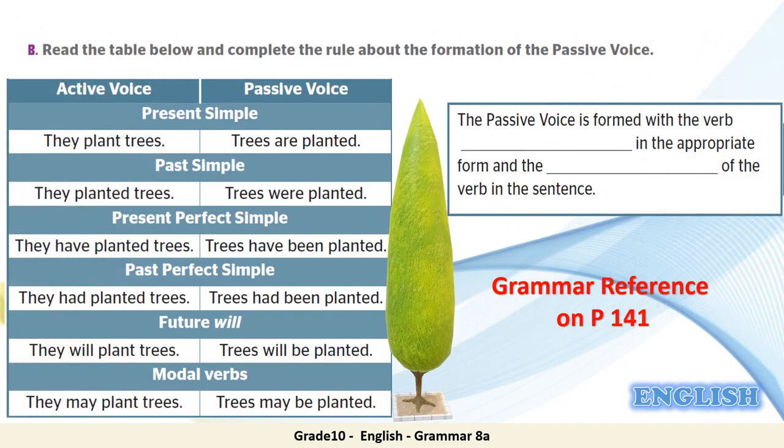And now, dear students, pause the video, read the table below, and complete the rule about the formation of the passive voice. Let's correct. The passive voice is formed with the verb. Which verb comes in the first position? Excellent, it's verb to be in the appropriate form, and the past participle of the verb in the sentence.